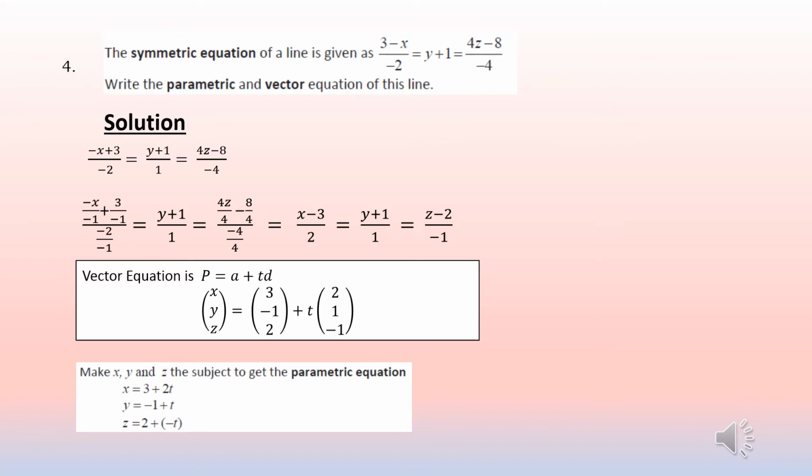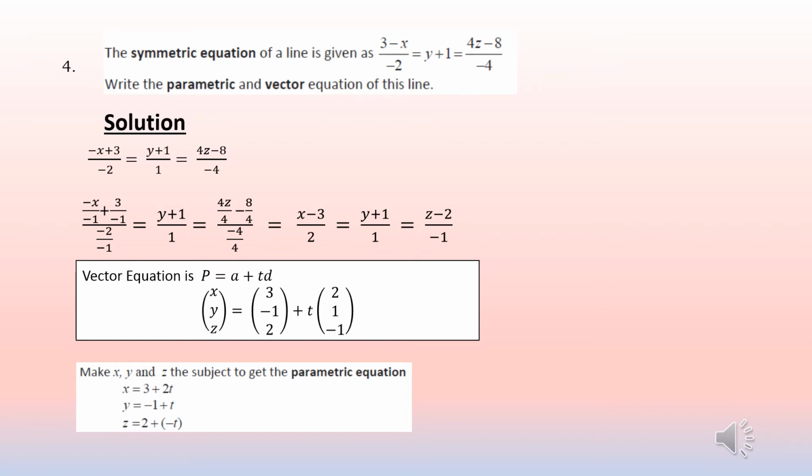Now using this symmetric equation, we will now write down the vector equation first. From the previous question, we have already revised that the vector equation general form is P is equal to A plus TD, where P is represented by x, y, and z, A is the point and D is the direction vector. Now once again, if the equation is given in the symmetric form, the denominator gives us the direction vector, and the point comes from the numerator.